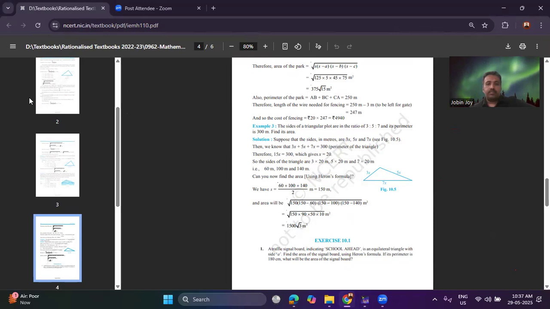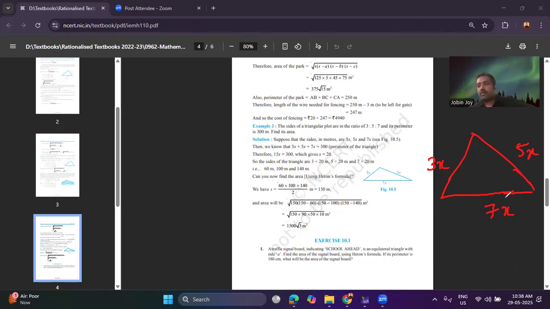So in this problem, there is a triangular plot and the ratio of the sides is given, 3:5:7. That means I can write 3:5:7. We know the ratio, right? We don't know the exact values. We only know the ratio. So I put x here, 3x. x here, 7x. x here, 5x.